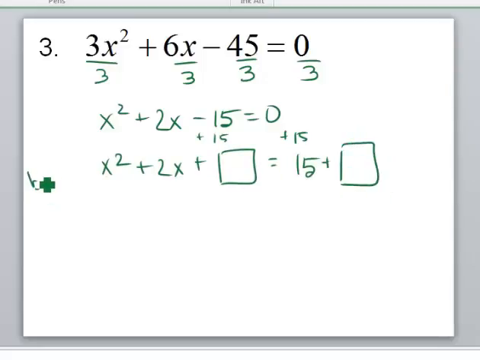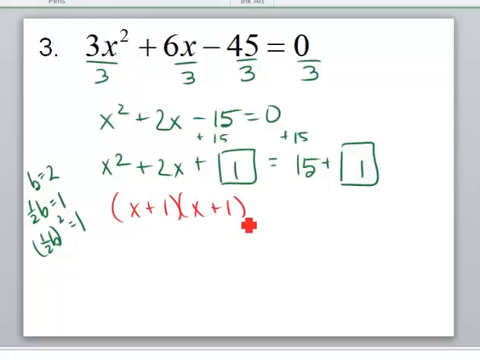Look at your b term, which is a 2. Take half of it, which is 1, and then square it. 1 squared is 1. So I'll put 1 in each of the boxes, and I'll factor it. This would be x plus 1 times x plus 1 equals 15 plus 1, which is 16. Single quantity squared.